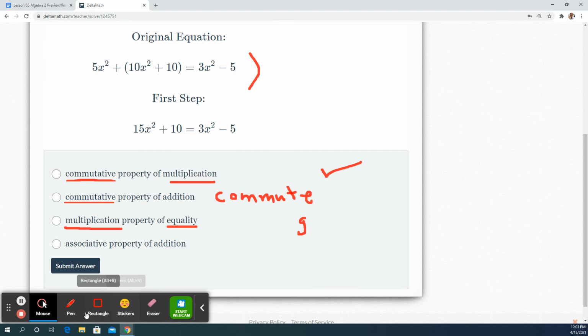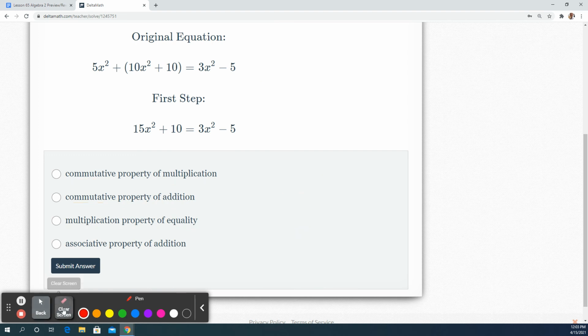I think I'll just do one more, last one. Commutative, we talked about that. Commute travels to different locations. Multiplication property of equality. Associative property, how you group yourself. All right. So anything change on the right? Nope, nothing changed on the right. What changed on the left is 5x squared got combined with 10x squared.